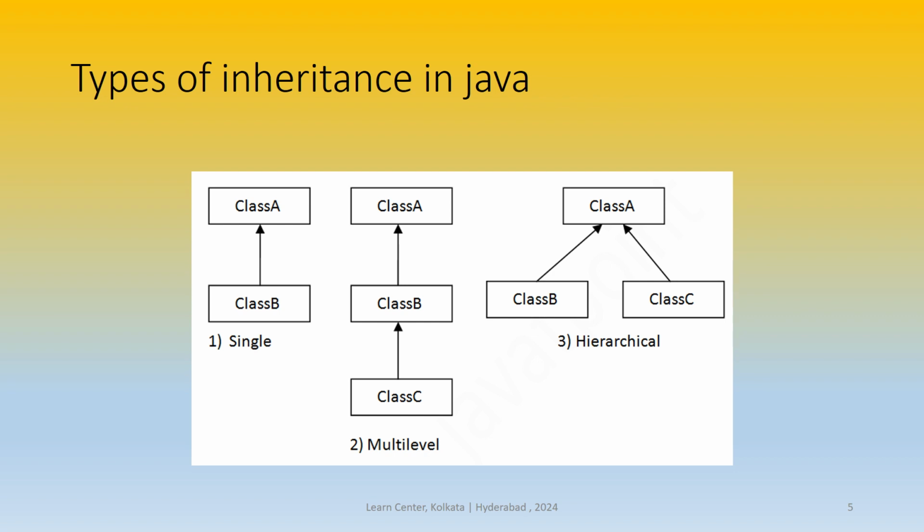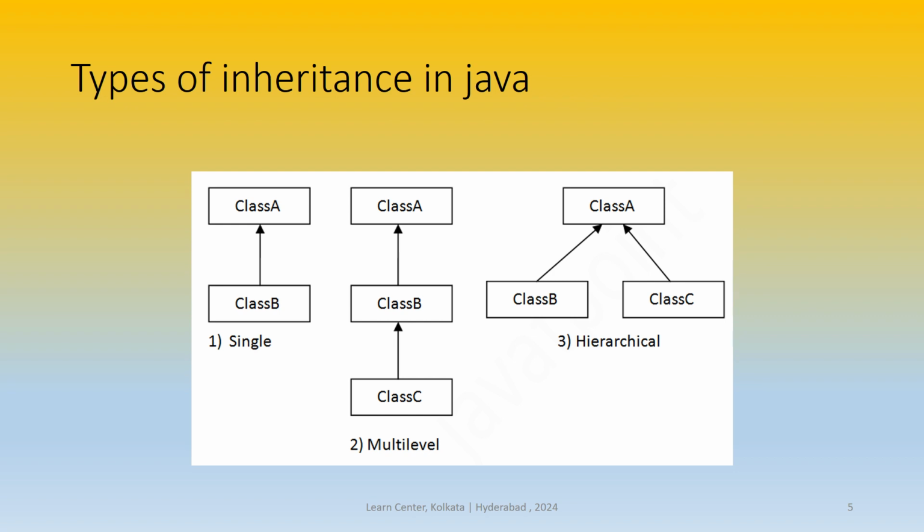Types of inheritance in Java: single inheritance, multi-level inheritance, hierarchical inheritance. As we are seeing here in the diagram, when one class inherits another class, for example, class B inherits class A, it is single inheritance.